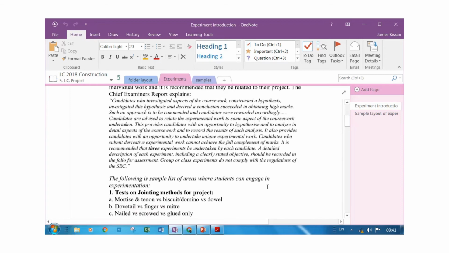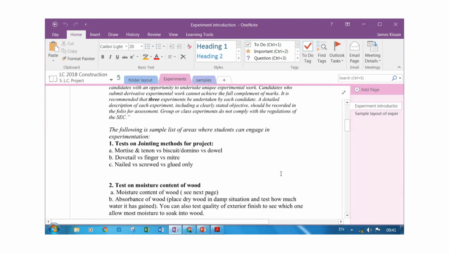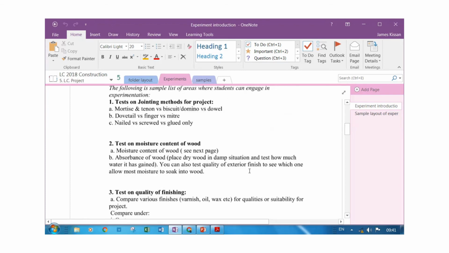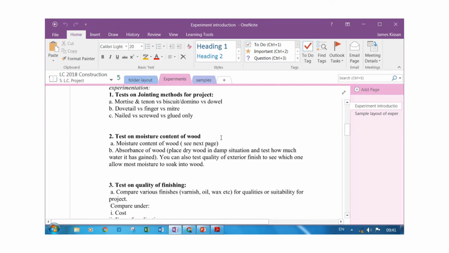Now the next thing here is, these are all different types of experiments that you could do. Now what we have here is tests on jointing methods for a project. So if you're doing a piece of furniture, you could test the strength of, say, a mortise and tenon joint versus a biscuit joint versus a dowel joint. Okay, and what you'd be doing there is testing the strength of it. Okay, now the next one then is dovetail, finger, mitre. Next one here, nailed, screwed and glued joints. Which is stronger?